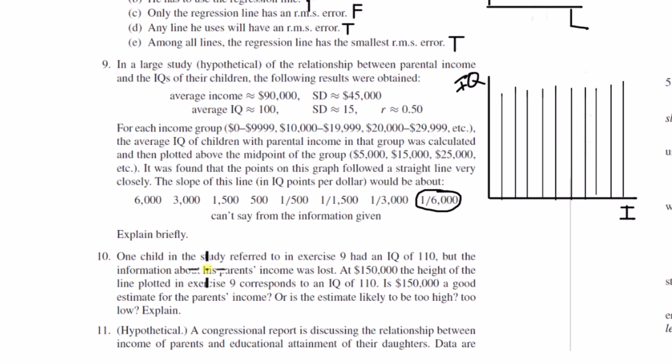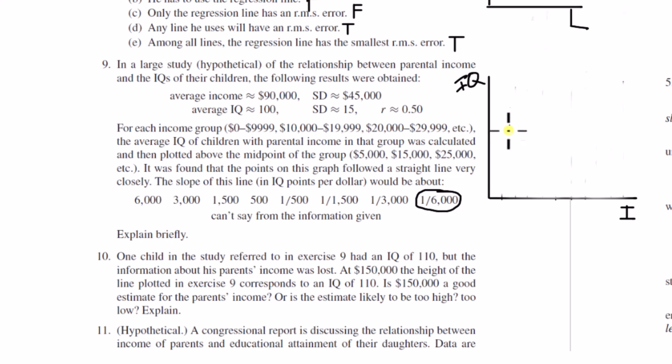One child in the study referred to in the previous exercise had an IQ of 110, but the information about his parents' income was lost. At $150,000, the height of the line plotted in exercise 9 corresponds to an IQ of 110. So is $150,000 a good estimate for the parents' income, or is the estimate likely to be too high or too low? All right, so what they're talking about here is, let's see.